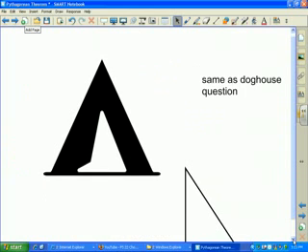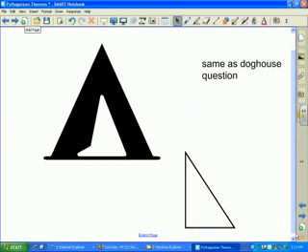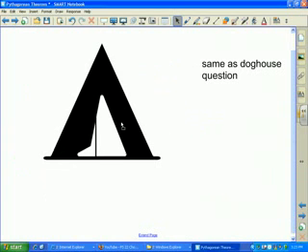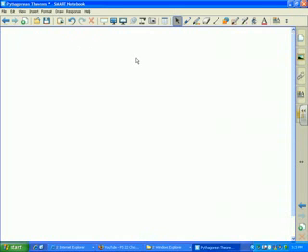Okay, and this is the tent, which is the same as the doghouse question. If they say that the distance from the tip of the tent to the side is such and such, and then the base of the tent is so long, then they have to realize that they're only asking for half of the base to be one of the legs of the triangle.